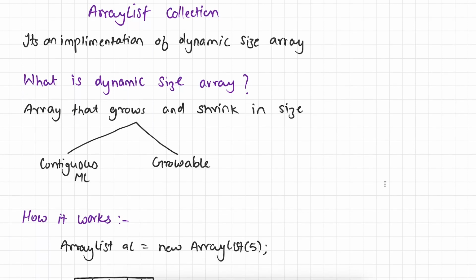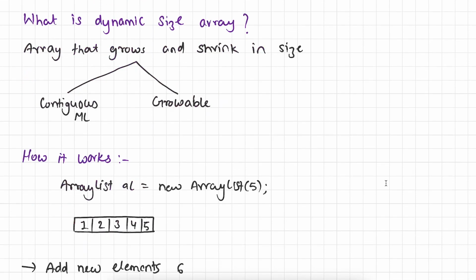So does that mean that it lost the property of storing elements in contiguous memory location? Absolutely not. The ArrayList still holds this property of storing all the elements in contiguous memory location. But along with this property, it now also has a new property, that is the growable nature. This means the dynamic size array or ArrayList can grow or shrink based on the number of elements. So far so clear.